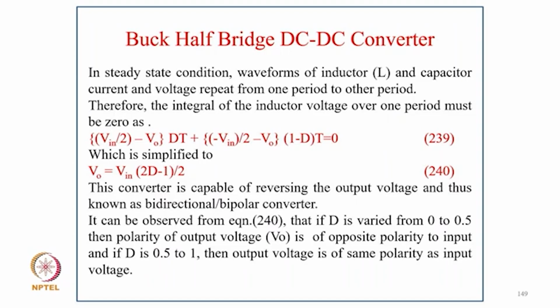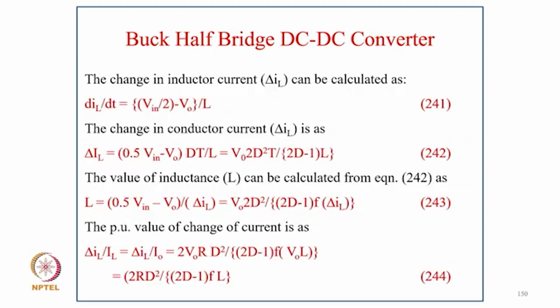It can be observed from this that if D is varied from 0 to 0.5, then the output voltage is of opposite polarity to the input. If D is 0.5 to 1, then the output voltage is of the same polarity as the input voltage. Now the change in the inductor current can be calculated as L dIL upon dt equal to (V in by 2 minus VO), and the change in the inductor current delta IL equal to 0.5 (V in minus VO) D T upon L, or equal to VO 2 D square T divided by (2D minus 1) L.